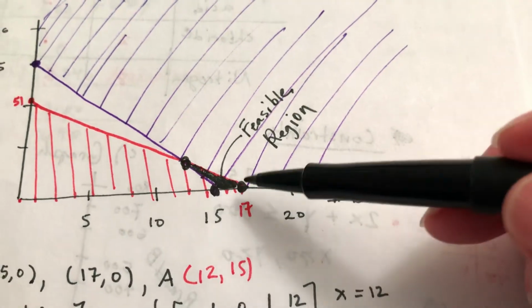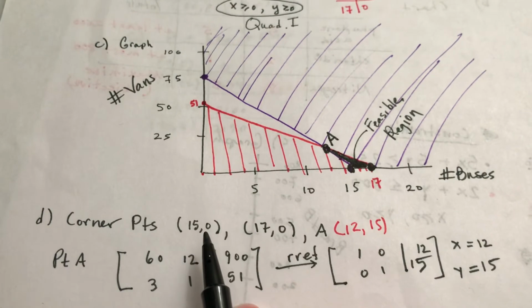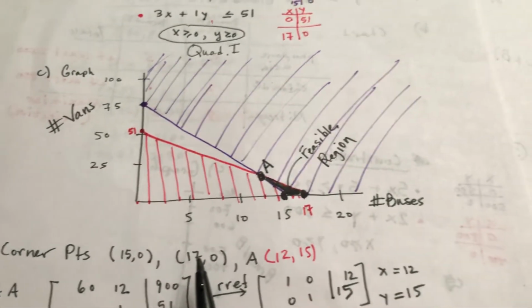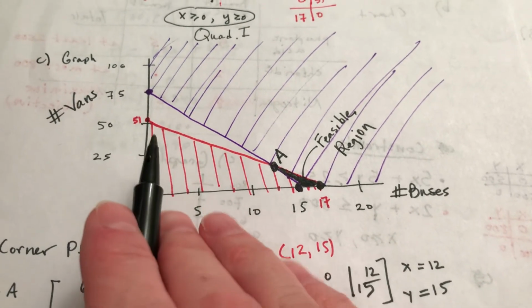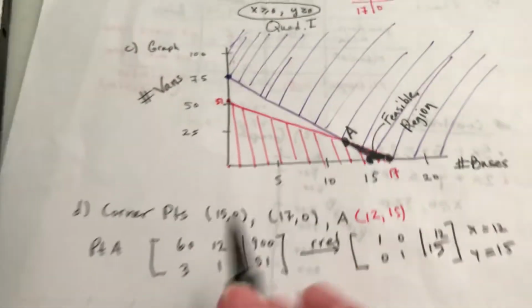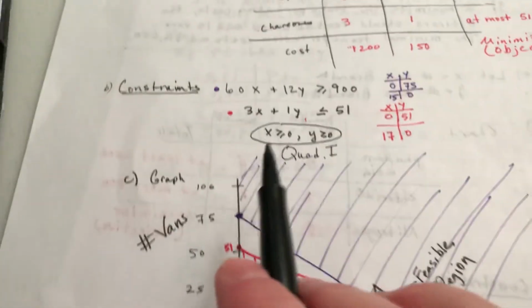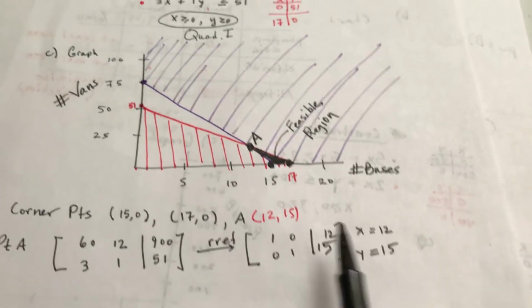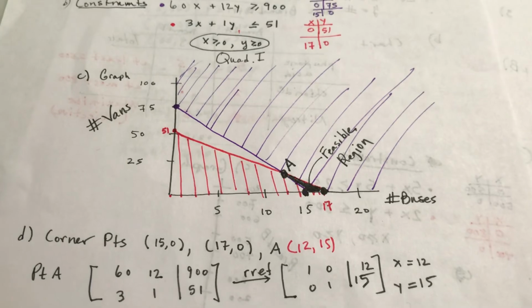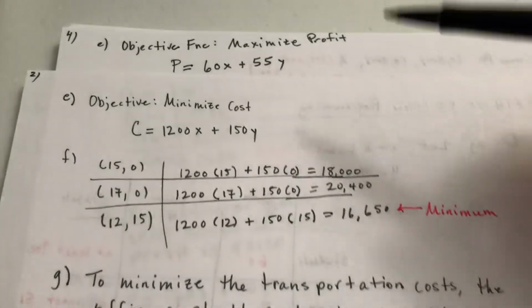So I know that that's 15, 17, and some point A. So right here, I wrote down my corner points are 15, 0, 17, 0, and, ooh, how did I get 12, 15? What did I do? It was the intersection of the red line and the purple line. So here, I took the 60, 12, 900, put it here. I put the 3, 1, and 51 here. Did RREF on the calculator and got 12, 15. So those are the 3 corner points. Yeah, these take a little bit of time and you're required to do every step.